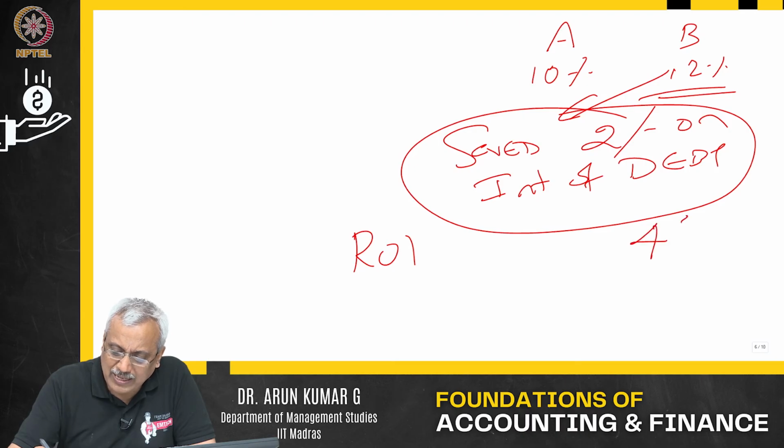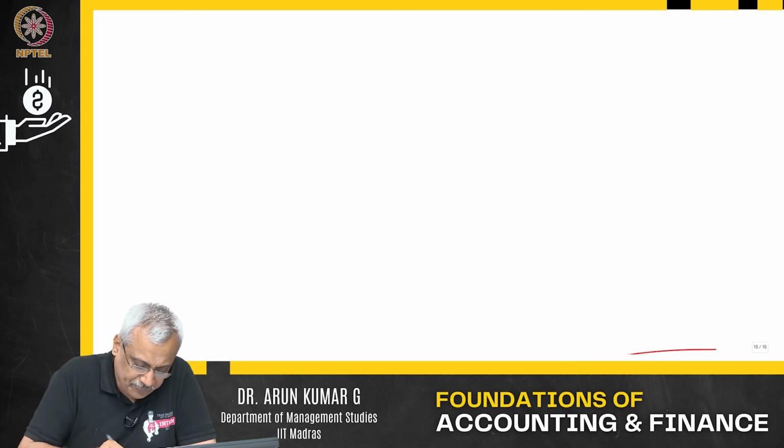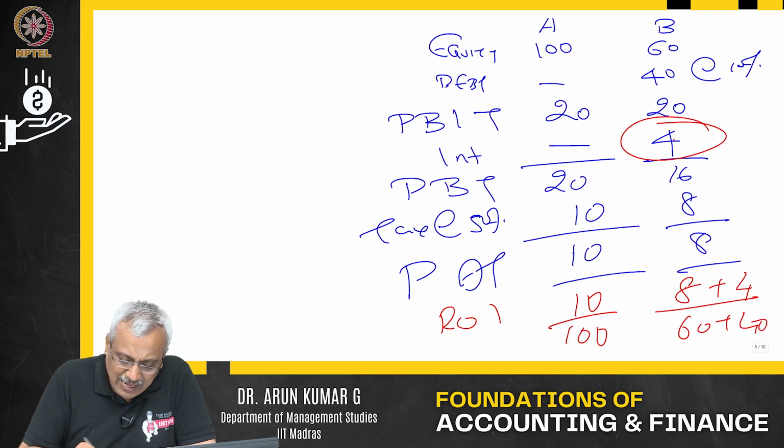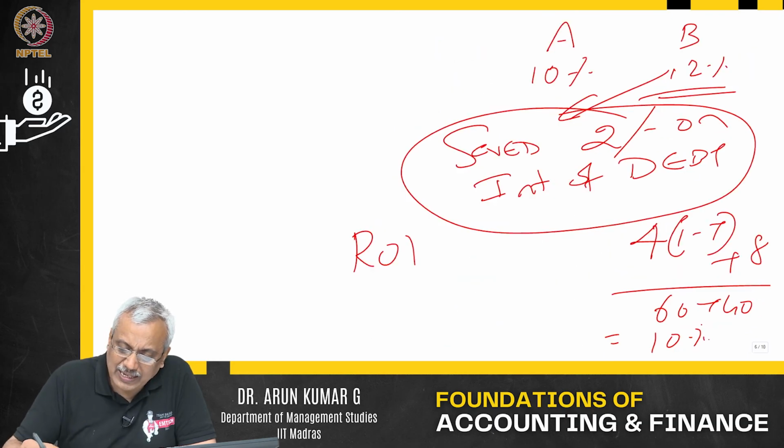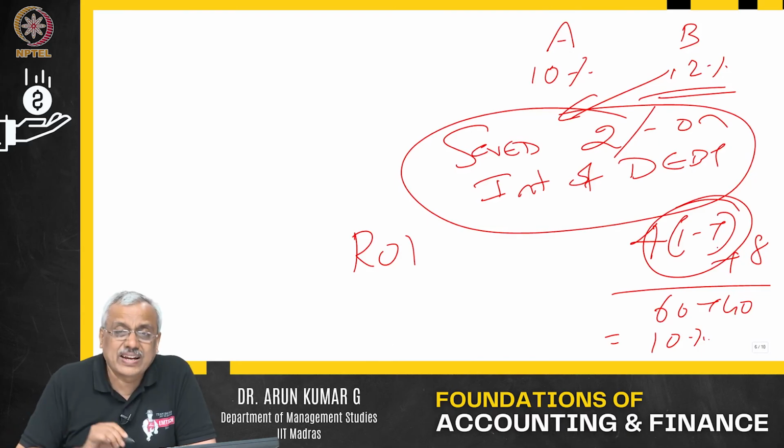I said $4, 1 minus T, what do you pay, plus $8 divided by 60 plus 40 or 40 plus 60, you will say 10% out there. So, what happens? The effect of the tax shield, I am knocking off in this particular case. That is what we do.